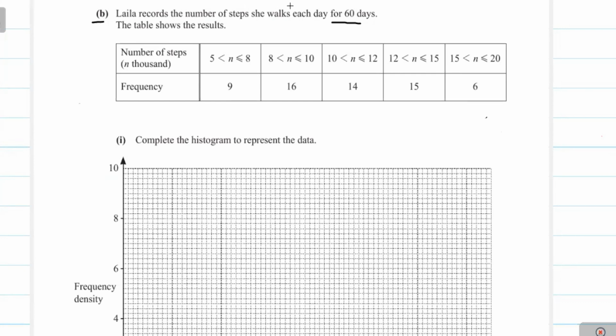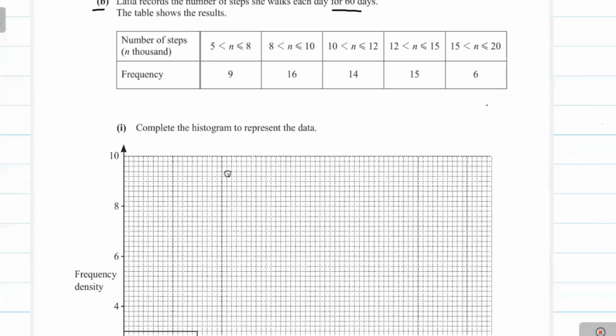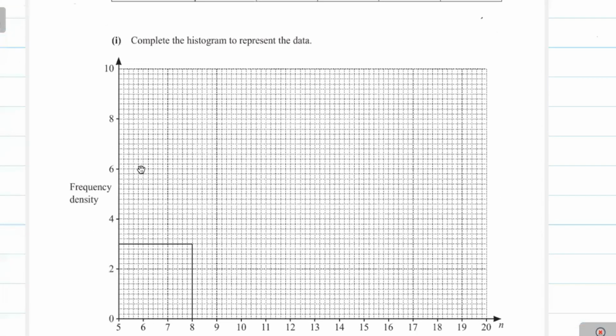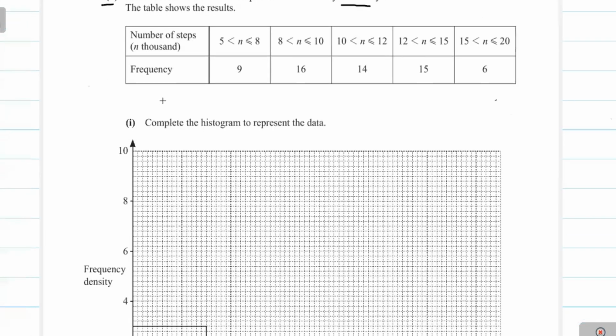Laila records the number of steps she walks each day for 60 days. The table shows the result. Part first, complete the histogram to represent the data. Now you see here, this is the histogram chart. Therefore, we have to find firstly frequency density.